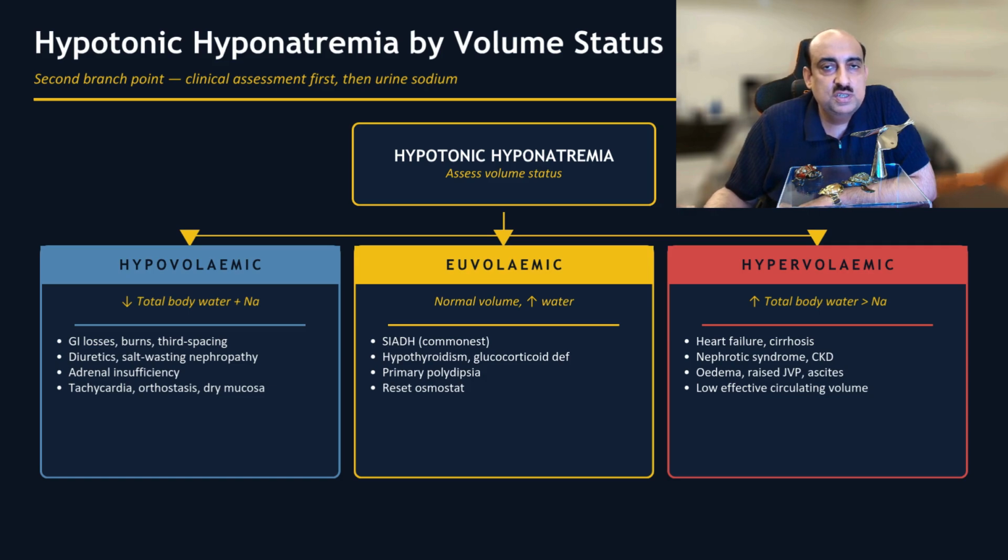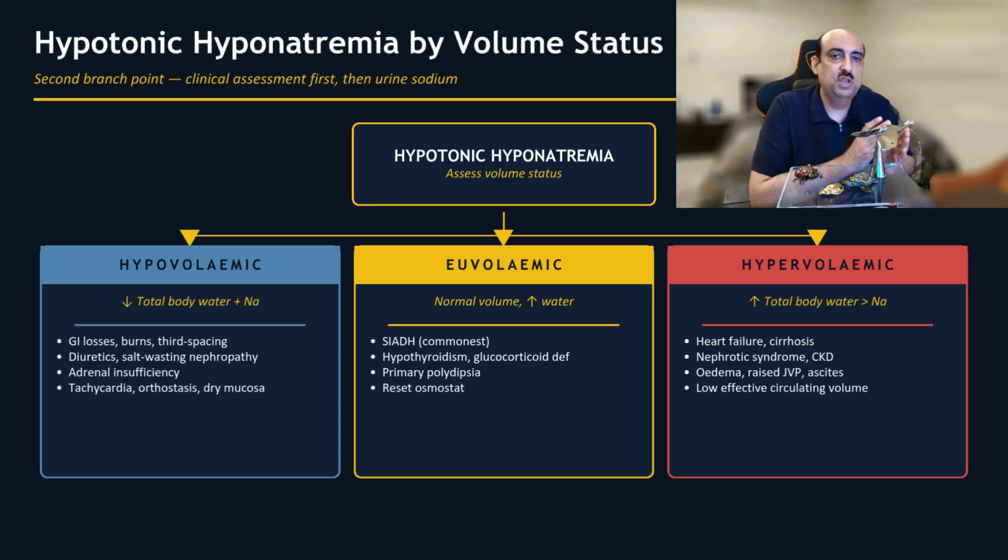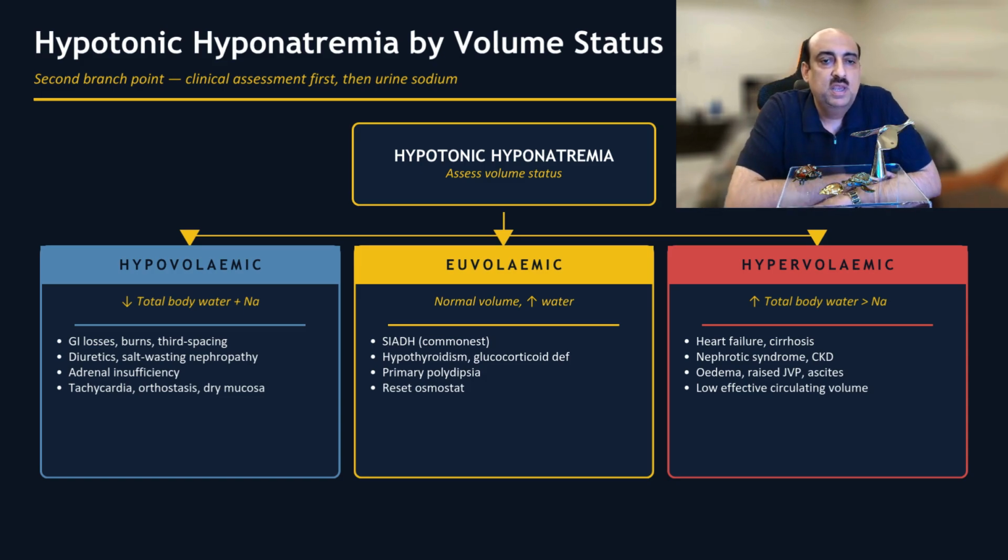Once the hypotonicity is confirmed and there is a true hyponatremia, we have three buckets: hypovolemic, euvolemic, and hypervolemic. The hypovolemic bucket includes when there is reduction in both water and sodium, but predominantly in sodium. Anything like dehydration, GI losses, burns, third spacing, diuretics, adrenal insufficiency, all of them will come into it. Patient will be clinically dehydrated.